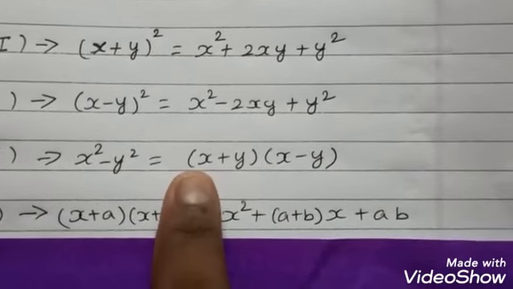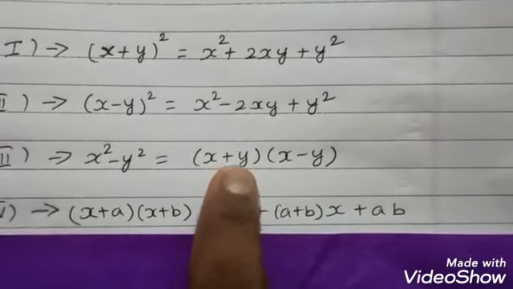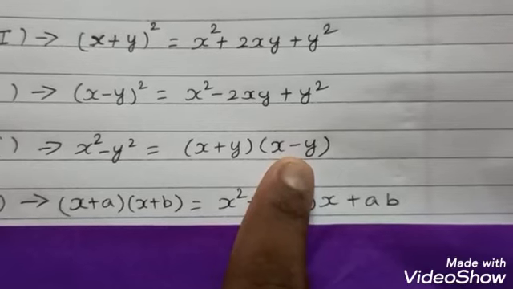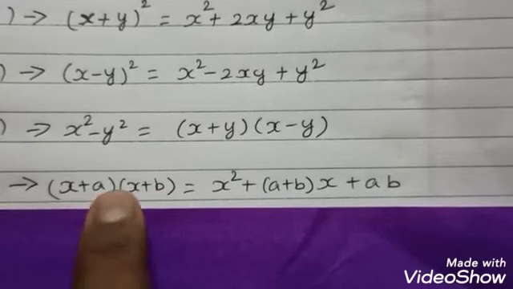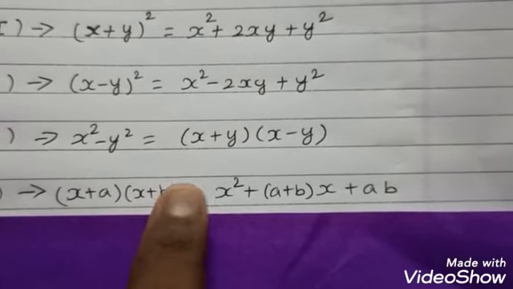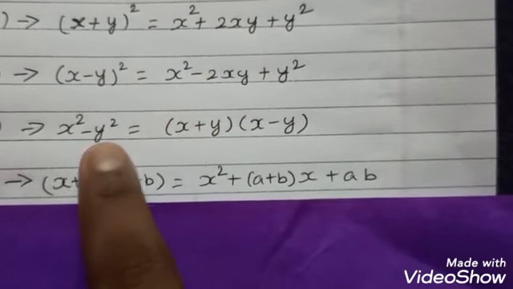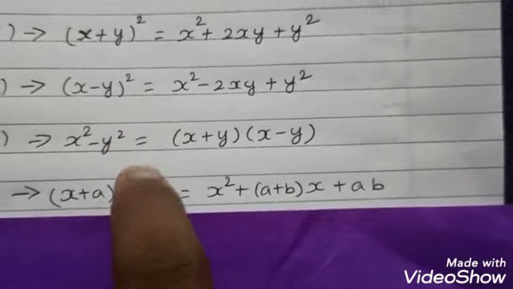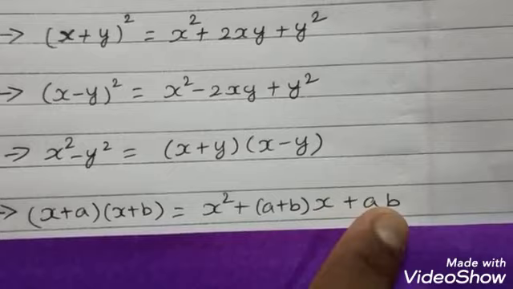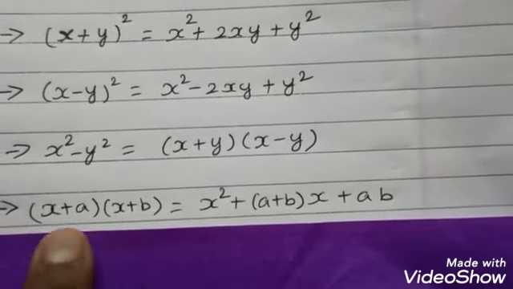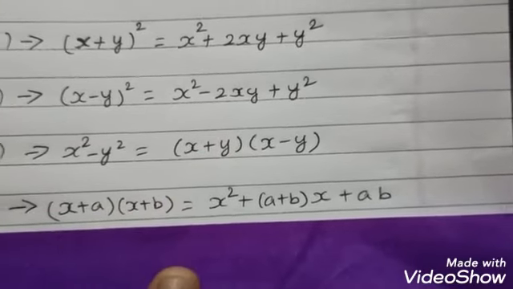Here you have to see these two. In this case the first term is the same and the second term is the same, only the basic operation is different. And here the first term is the same but the second term is different. So why are we saying this? (x plus y) into (x minus y) may be confusing. What it should be, x square minus y square or x square plus (a plus b)x plus ab. Here a and b are different terms, so you should not confuse these two identities.